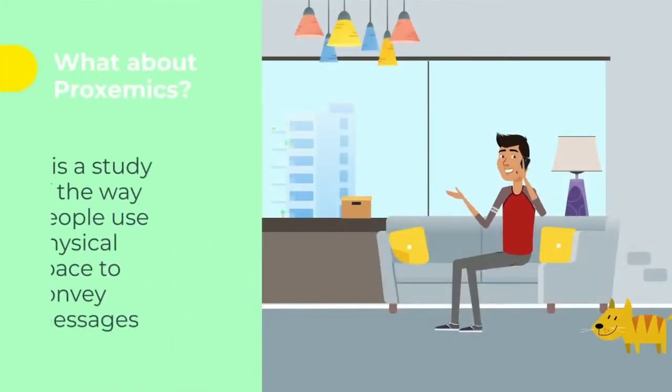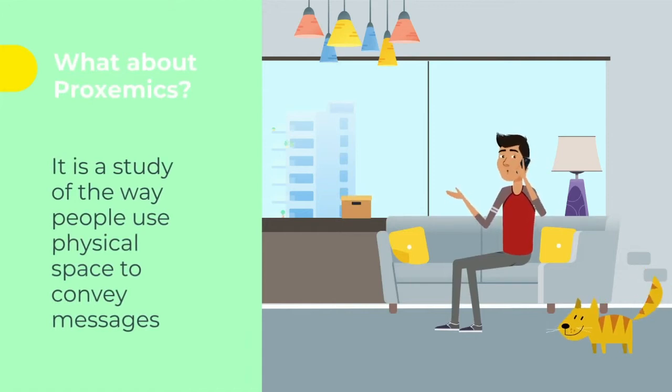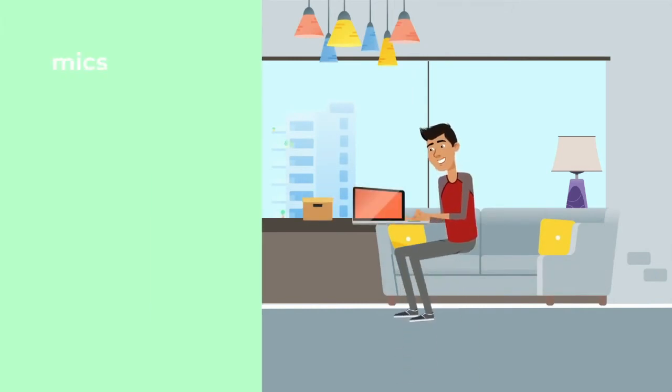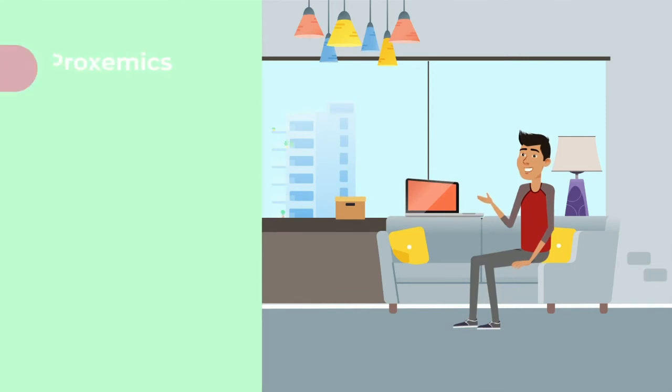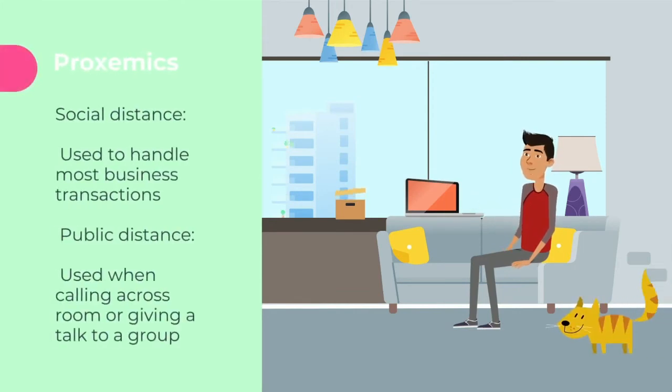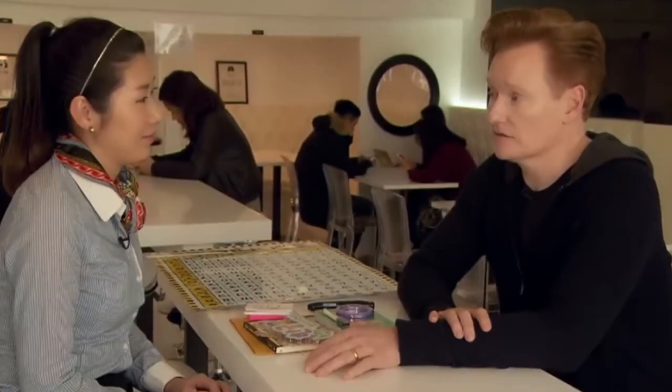Proxemics is the study of the way people use physical space to convey messages. Firstly, intimate distance is used for very confidential communication. Secondly, personal distance is used for talking with family and close friends. Next, social distance is used to handle most business transactions. Lastly, public distance is used when calling across a room or giving a talk to a group.